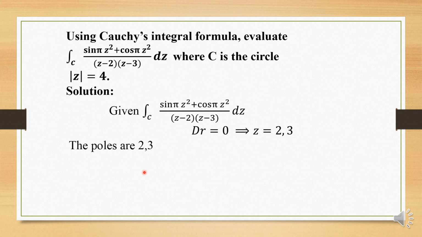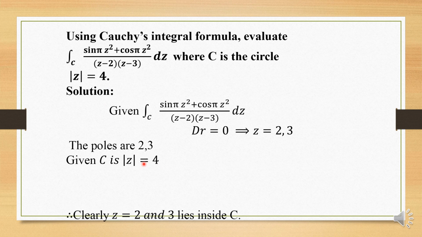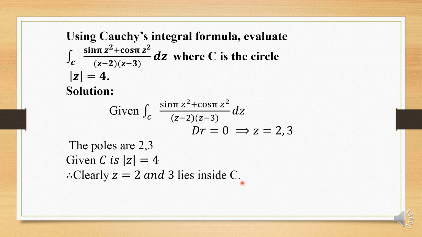Next we check whether the two poles are inside or outside. Substitute the first pole 2 into the given curve mod z equal to 4. Replace z by 2, we get mod 2, and the value is 2, which is less than 4. So 2 lies inside the given curve. Consider the next pole 3 and substitute into this curve. We get modulus of 3, which is 3, also less than 4. So both poles lie inside C.